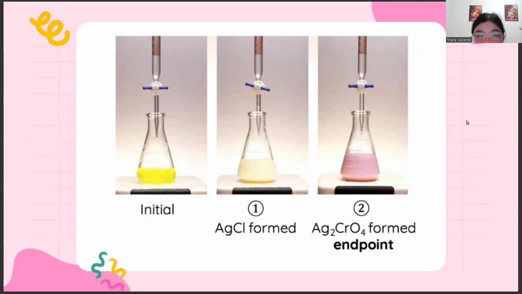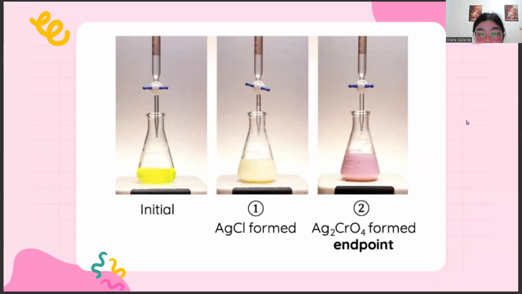Why? As far as I remember from the lecture discussion, it is due to the relatively higher solubility of silver chromate compared to silver chloride. Also, this is because the formation of silver chloride results in a greater decrease in the concentration of silver ions in solution compared to the formation of silver chromate.